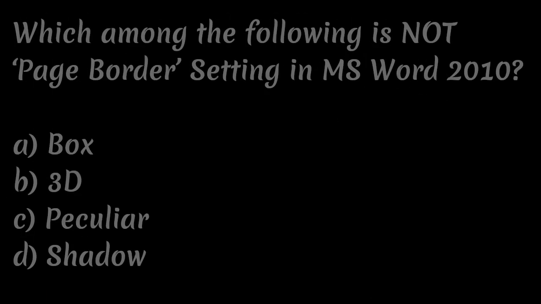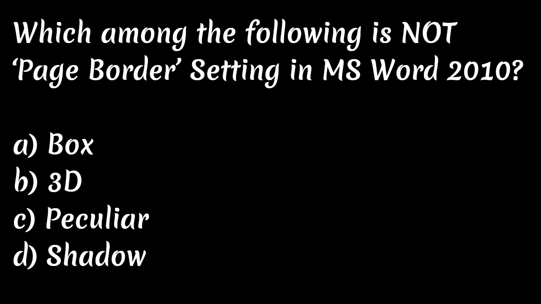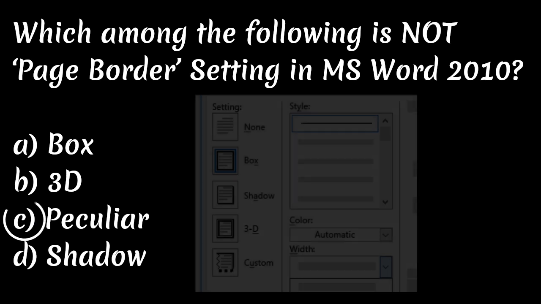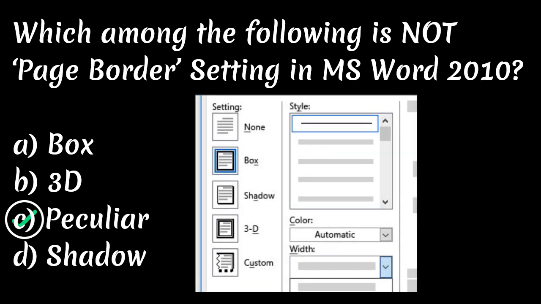Question 22. Which among the following is not page border setting in MS Word 2010? A. Box. B. 3D. C. Peculiar. D. Shadow. Answer C. Peculiar.